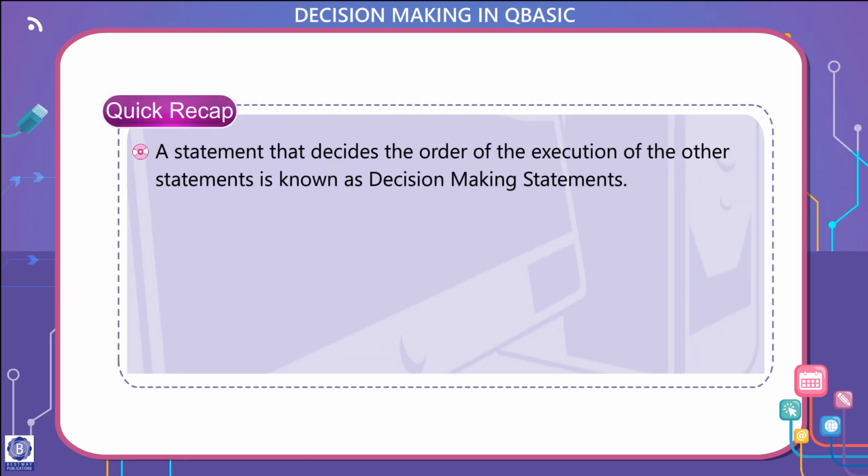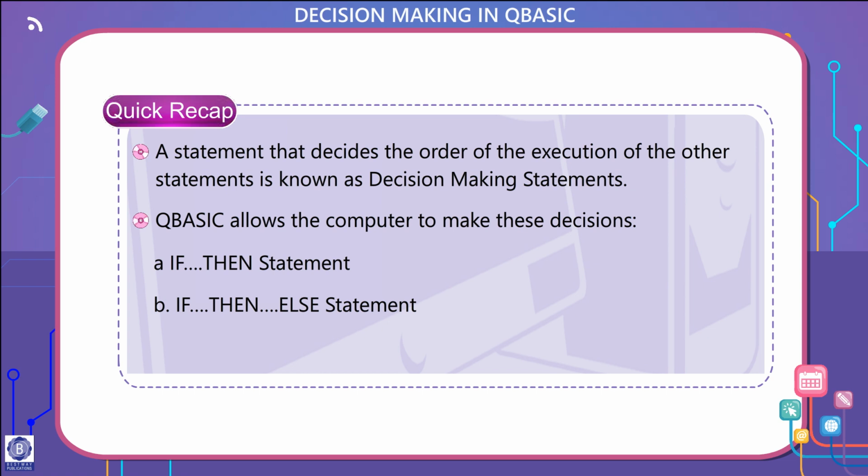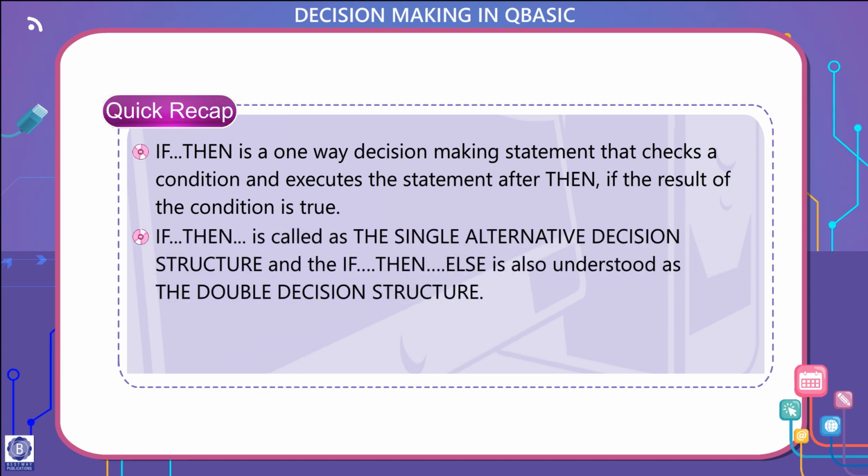A statement that decides the order of the execution of the other statements is known as decision-making statements. QBasic allows the computer to make decisions: A. If-then statement, B. If-then-else statement, C. Go-to statement. If-then is a one-way decision-making statement that checks a condition and executes the statement after then if the result of the condition is true. If-then is called the single alternative decision structure, and the if-then-else is also understood as the double decision structure.